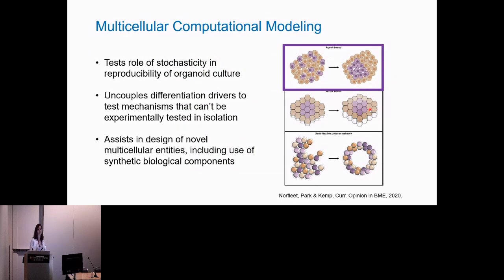We can use them to test the role of stochasticity and reproducibility of organoid culture. We can start uncoupling different differentiation drivers from one another. Those are impossible to experimentally isolate, but our models allow us to uncouple these things and look at the relative importance of them. And as I'm going to be describing today, we can also start to use these models for what I consider designer organoids, being able to create, just like AutoCAD, construct what kind of multicellular system you want and tell the synthetic biologists what circuits are necessary in order to construct those.